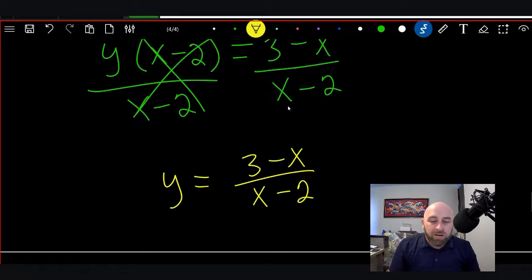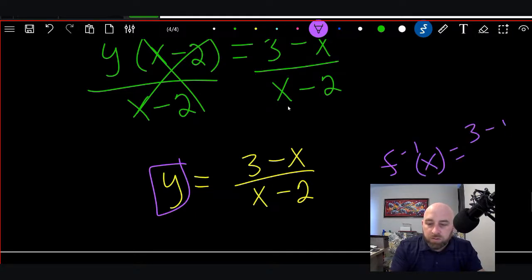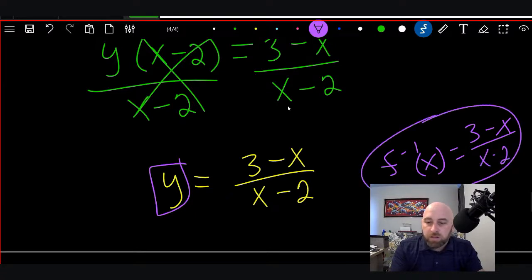Okay? Now, again, one more thing that we need to do to finish it off is replace this with the function f inverse of x equals 3 minus x over x minus 2. And there you go. There is your final answer. That is the inversion of functions.